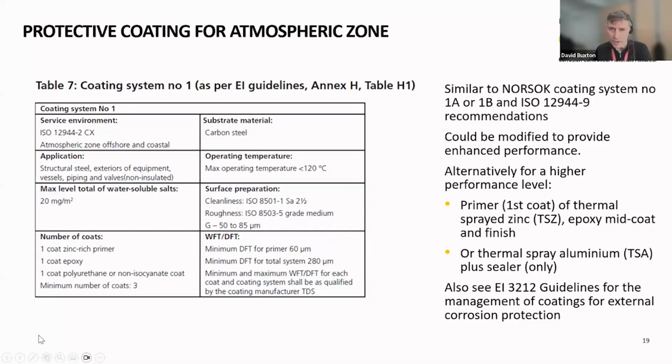It could be modified perhaps by introducing thermally sprayed zinc as a first coat, or even using thermally sprayed aluminium with a sealer, and that would be a sealer only. There have been some examples of thermally sprayed aluminium being used and then overcoated, which has caused poor performance and problems. So the upgrades would probably be used for areas where perhaps they're highly inaccessible and you want the best durability coating possible.